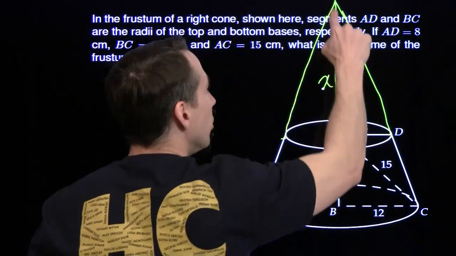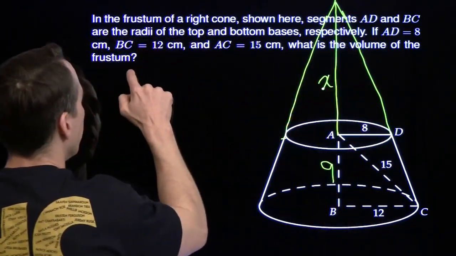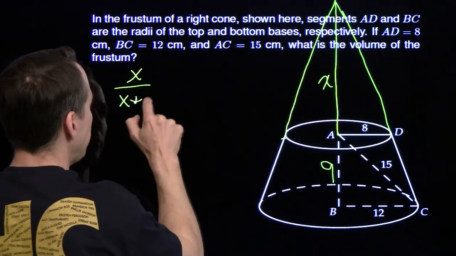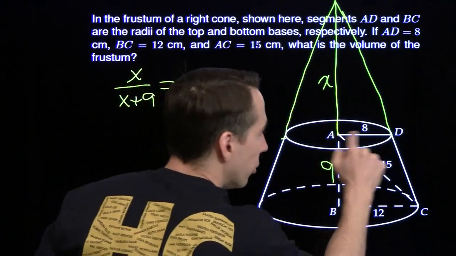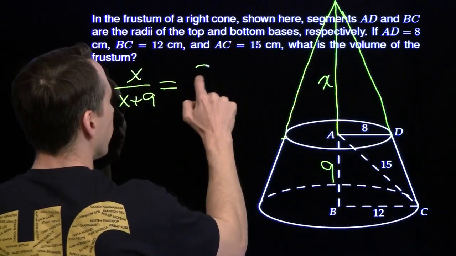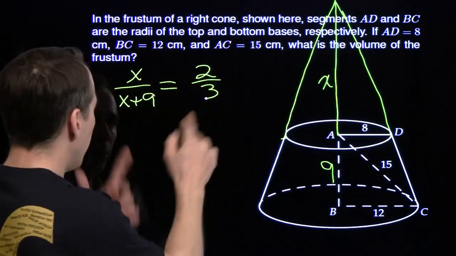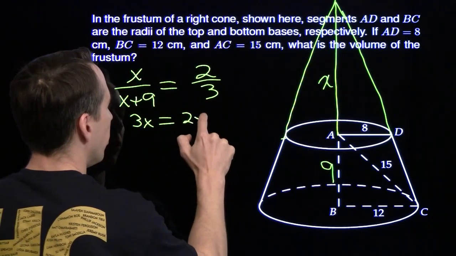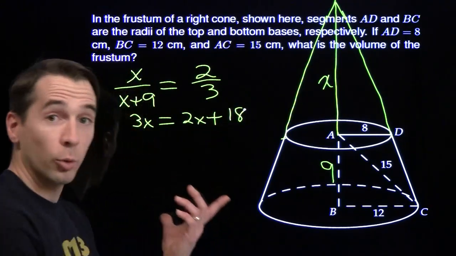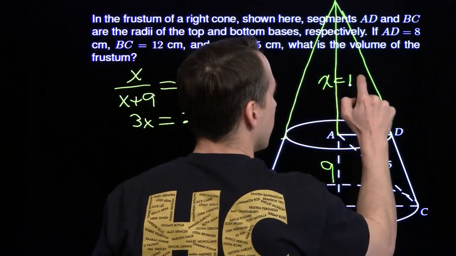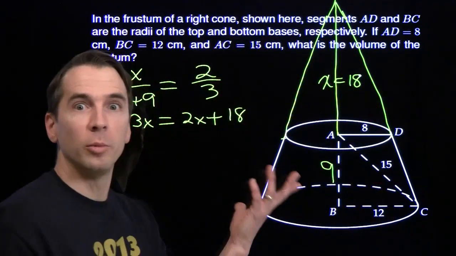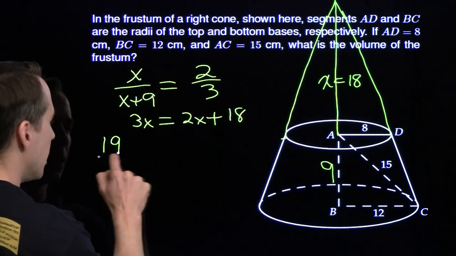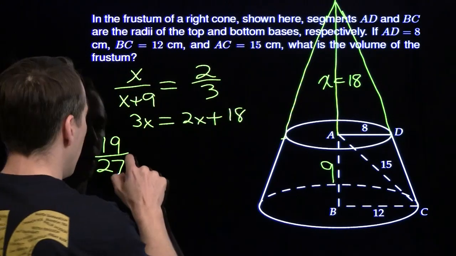So this triangle is similar to this one, so we know that x over x plus 9 equals 8 to 12, which of course is just 2/3. So I'll just multiply both sides by 3 and x plus 9. We get 3x equals 2x plus 18, which tells us, of course, that x is 18. And now I can find the volume of the whole large cone. And the volume of our frustum down here is just 19/27ths of the volume of the whole cone.